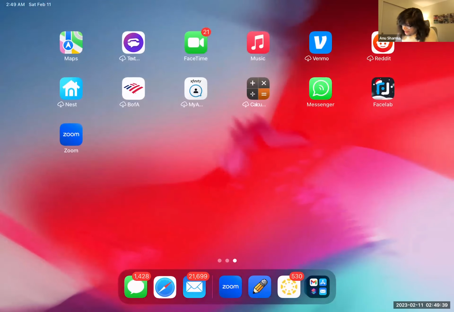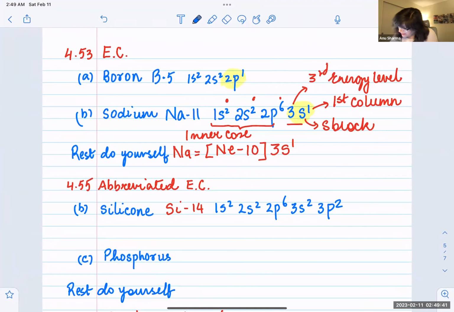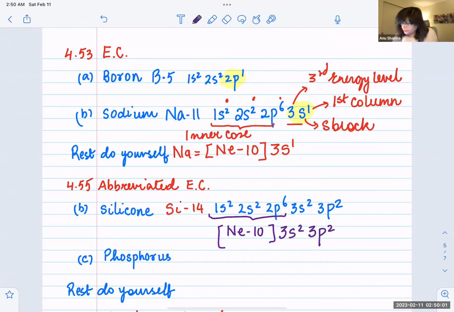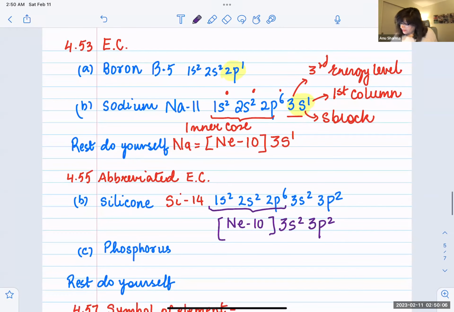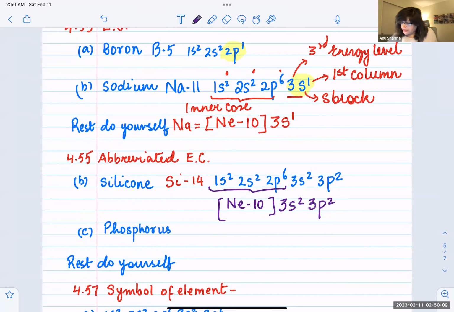So now in this case, this part is like neon. 10 electrons is that of neon. Okay, and you have 3s2 and 3p2. So that's the basic, and then these are the valence electrons, the last shell.